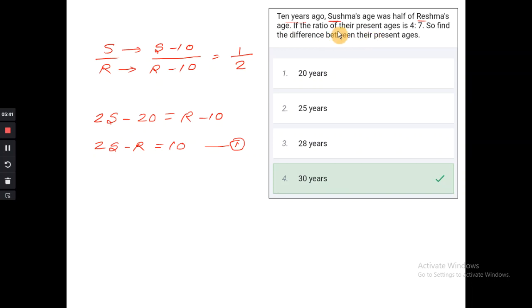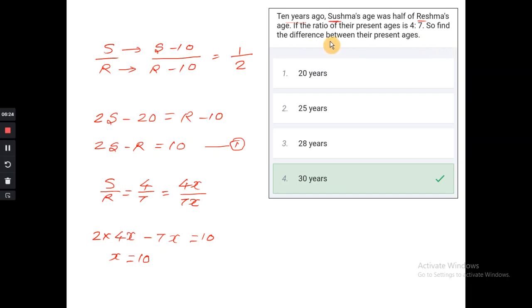Now another statement given is that the ratio of their present ages is 4 is to 7, means Sushma by Reshma is equal to 4 by 7. So this also can be written as 4x by 7x. Now put these values in equation 1. So 2 into 4x minus R means 7x is equal to 10. So 4 into 2, 8. 8 minus 7 is 1. So x is equal to 10.